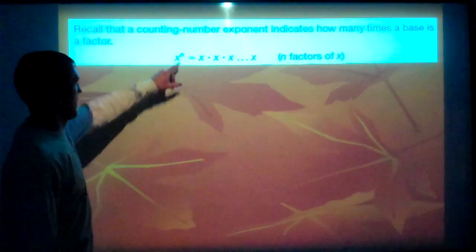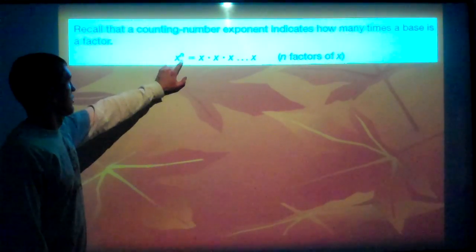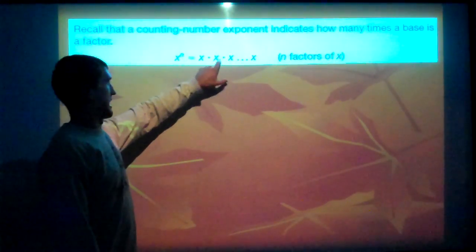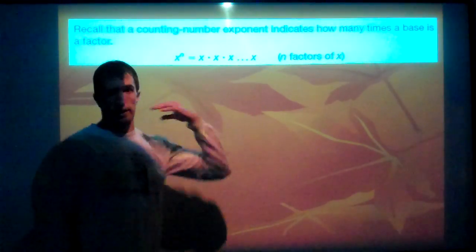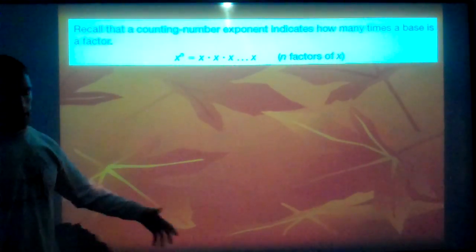But we want to recall that a counting number exponent indicates how many times a base is a factor. So that's basically saying if n was a counting number, that's telling us how many times we're going to multiply x. So it would be x times x times x times x, an n amount of times. If this was 3, it would be x times x times x. So whatever n is, that's how many times you multiply x together.